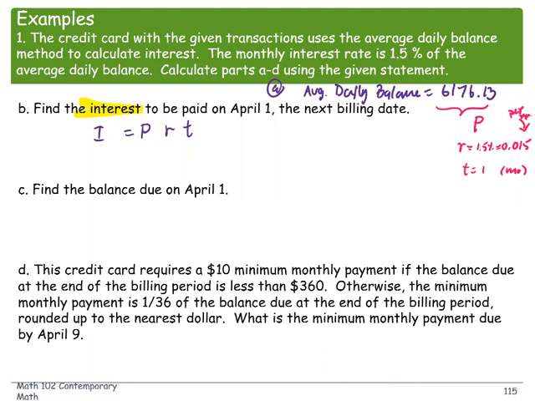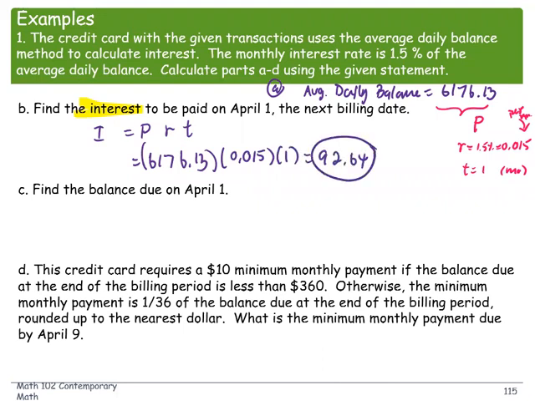So to calculate the interest, I equals P, 6176.13, multiplied by the monthly rate, 0.015, multiplied by 1 month, equals 92.64. So the interest for this billing period is $92.64.